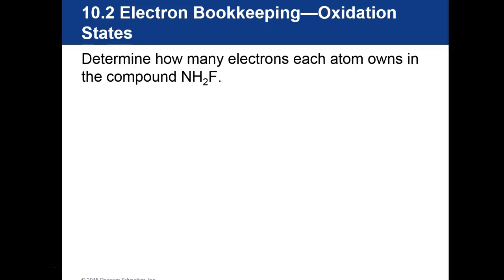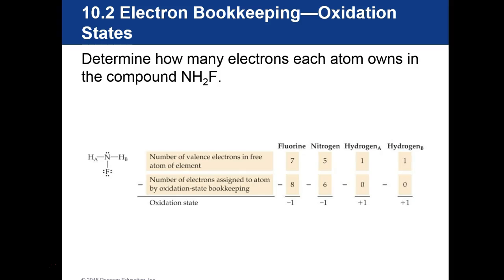So determine how many electrons each atom owns in NH2F. As we can see, the number of valence electrons in the free atom of the element, according to the picture here: fluorine has 7, nitrogen has 5, hydrogen A has 1, and hydrogen B has 1. We subtract the number of electrons assigned to the atom by oxidation state bookkeeping. Fluorine would be 8, nitrogen would be 6, hydrogens have 0.